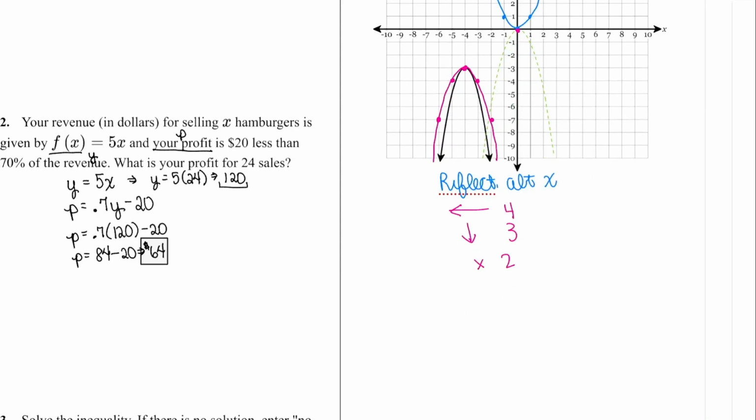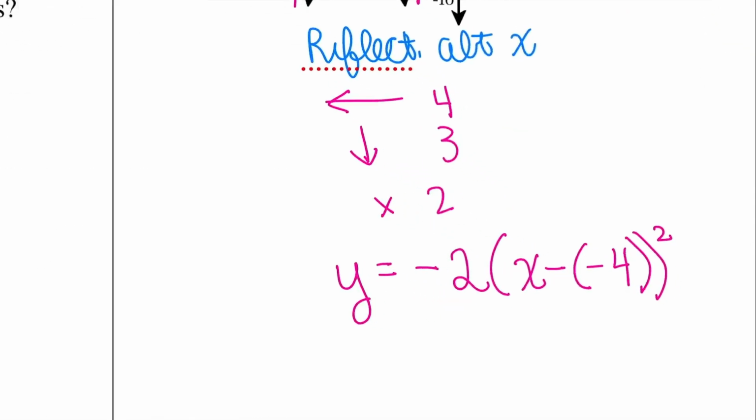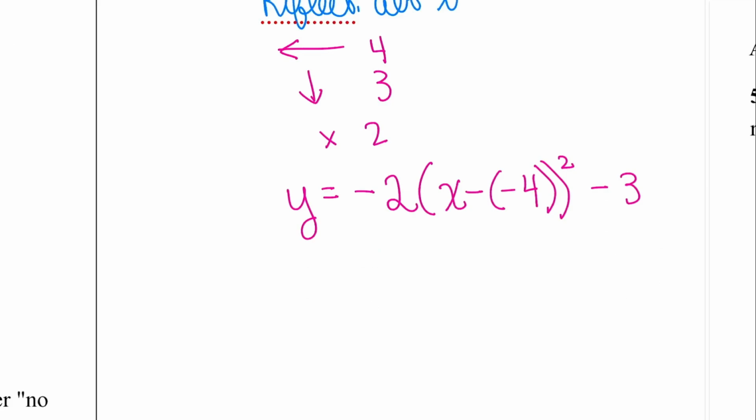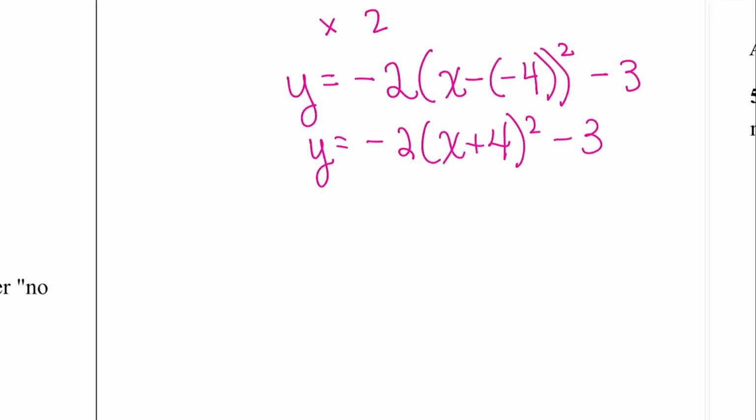So the way that I like to do this is going ahead and writing it in vertex form. I think it's a lot easier to do that. So the reflection, that's going to affect this negative here. The stretch by 2 is going to be this number here. And then we have a shift left 4. Now the function is going to be like this, just plugging it in. The negative is built into the formula, and then we're going down 3. So now, since the problem is asking us to write it in standard form, let's go ahead and simplify. And then we're going to go ahead and FOIL this.